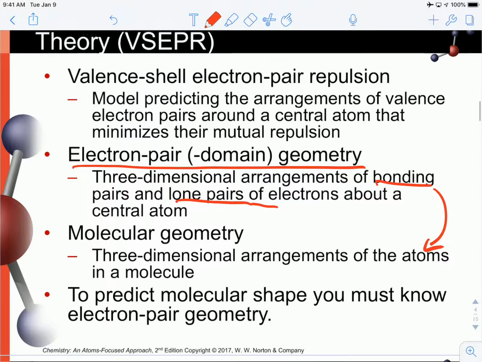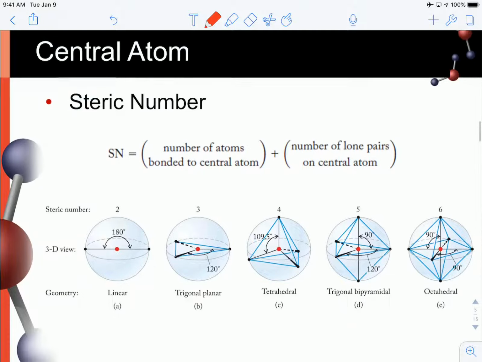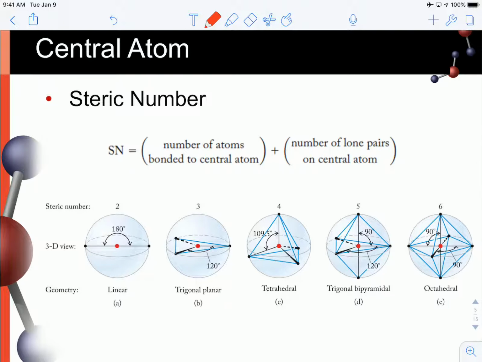Okay, so we have basically five different options here for a central atom that we're going to focus on. You can have two atoms surrounding it. You can't have one because then you don't have a central atom, so we start with two. You could have two surrounding it, three surrounding it, four surrounding it, five surrounding it, and six surrounding it.